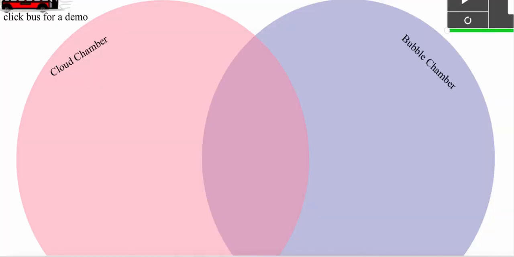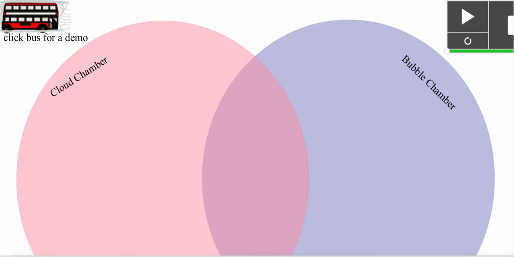So now I want you guys to pause the video and read pages 830 to 831. From the information you get on those pages, I want you to make a Venn diagram to compare cloud chambers and bubble chambers. You will have 10 minutes to do this. Be prepared to share your Venn diagram with other classmates in class.